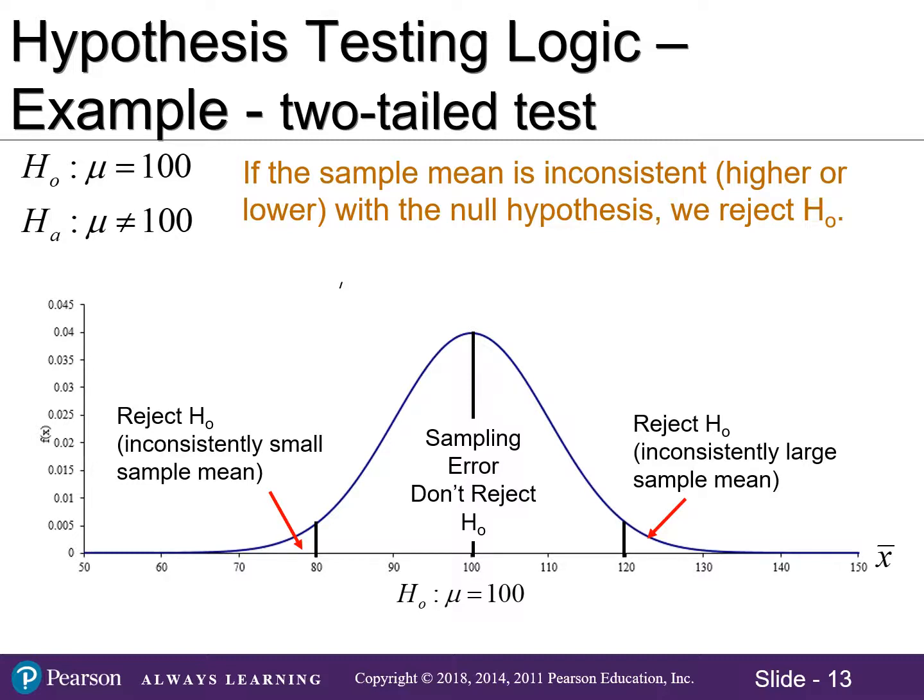All right, so we've got an alternative and null hypothesis up here in the corner. So pay attention to these two. I'm testing to see, is my mean 100 or not? And so what I want to do is gather a sample mean and see if it's consistent with this idea. So I take the null hypothesis and use that to place my center.